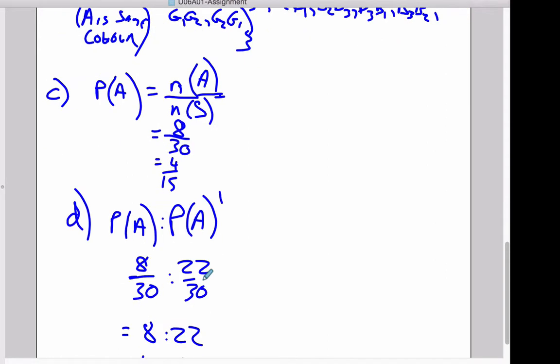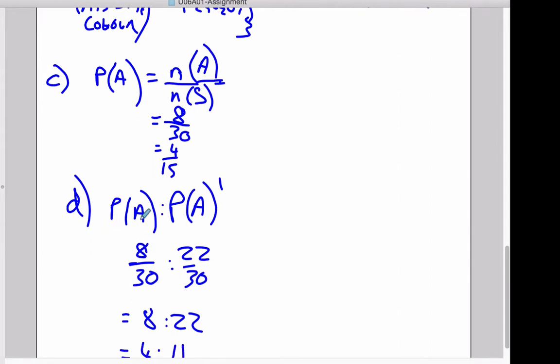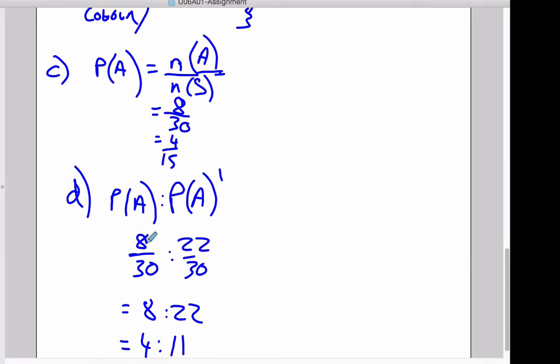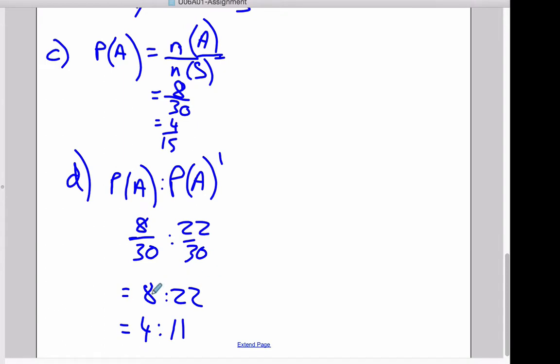So the odds of selecting 2 socks the same color when you pull randomly out of the drawer would be the probability of A to the probability of the complement of A. In other words, it'll be 8 over 30 to 22 over 30, which is 8 to 22, which reduces to 4 to 11. So the odds of selecting 2 socks the same are 4 to 11.